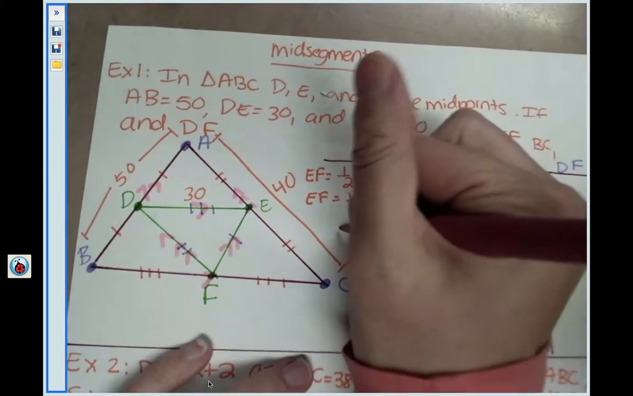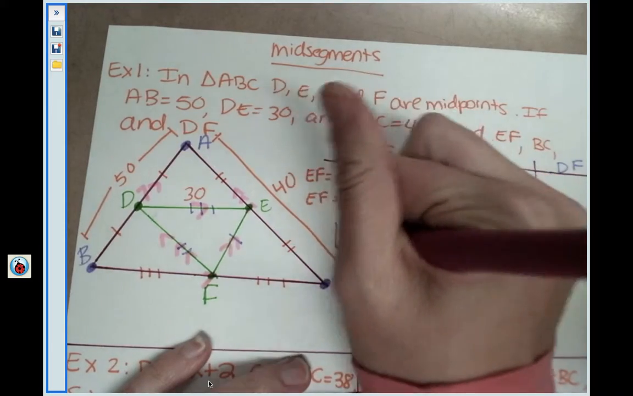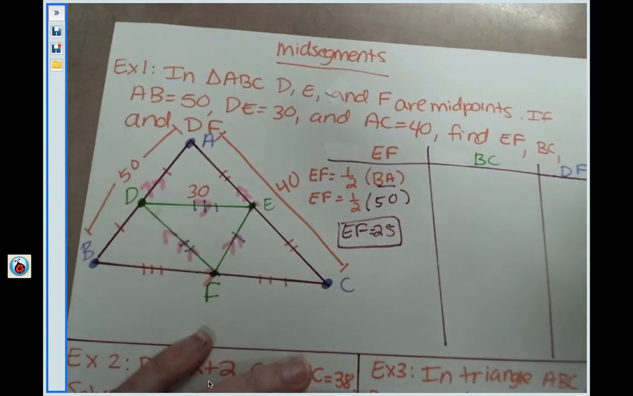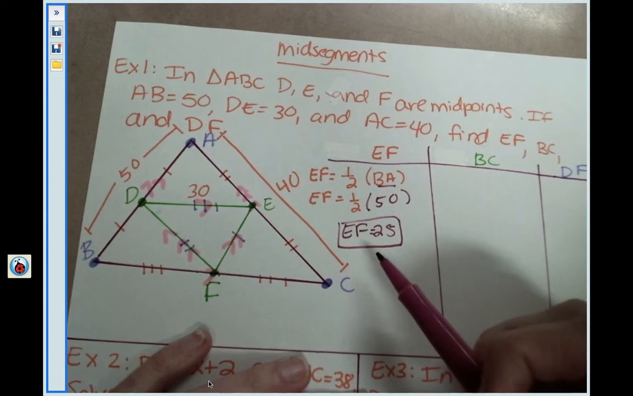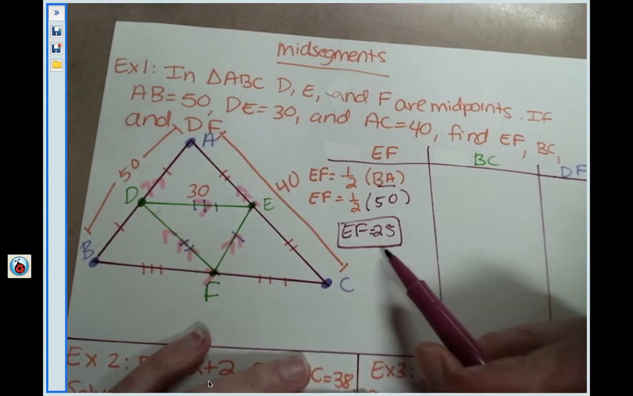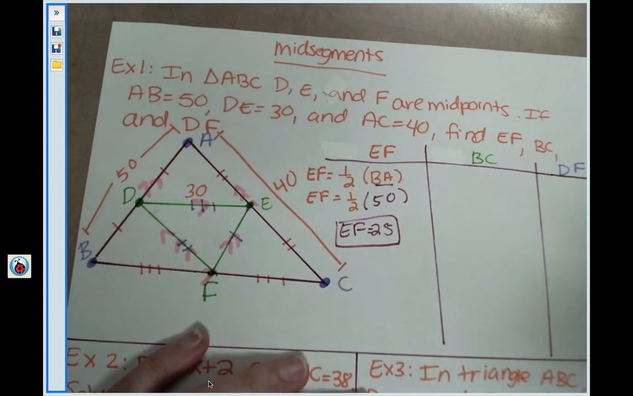So EF would be, in fact, 25 units. The problem doesn't specify what units you're using. So usually if there aren't any units, you don't have to include them. If it would have said inches, I would need to say inches, but it doesn't. So I'm good to go. So EF is done.